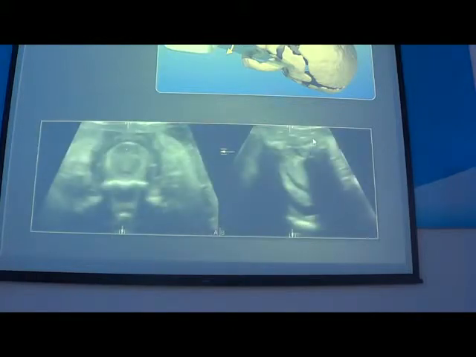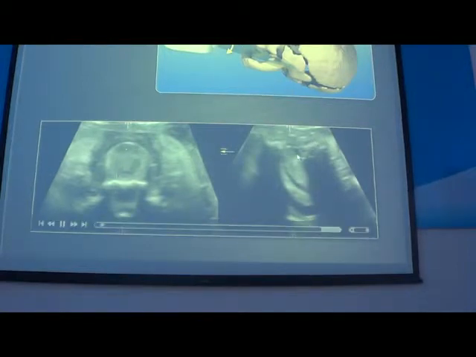And if you are able to do it with 2D, when the probe is in correct position, you can take a volume and work with the volume. This is a volume here. So we move.